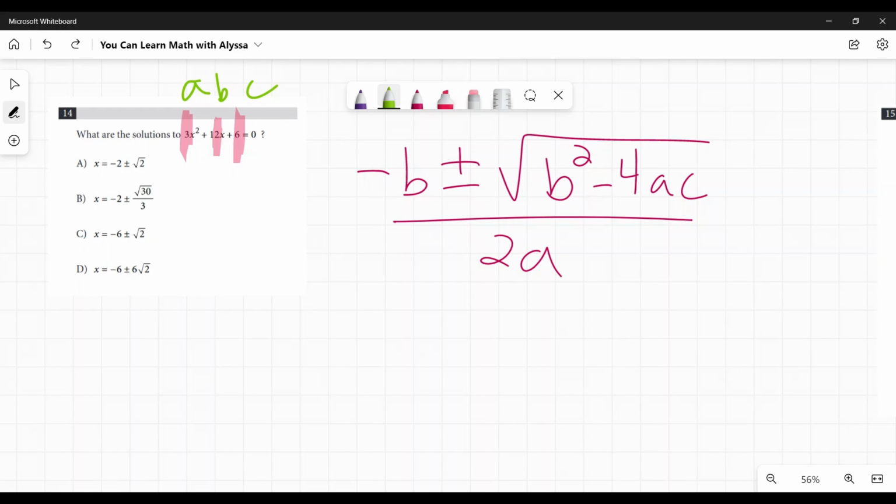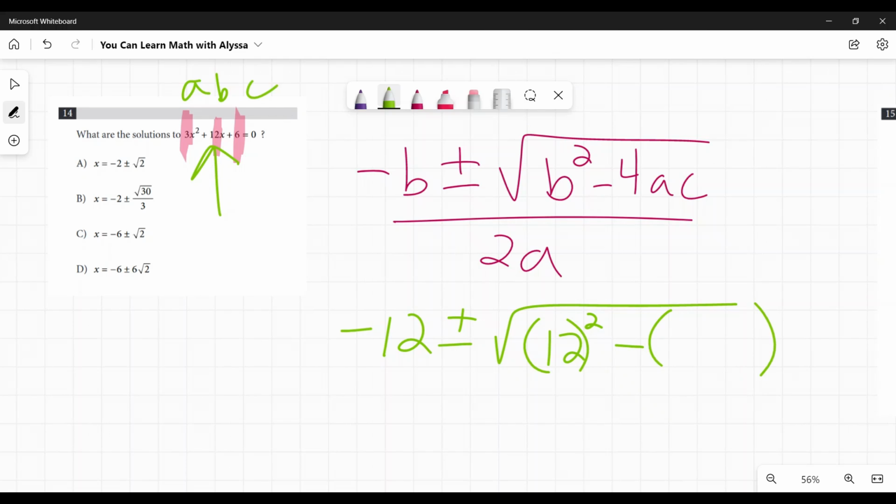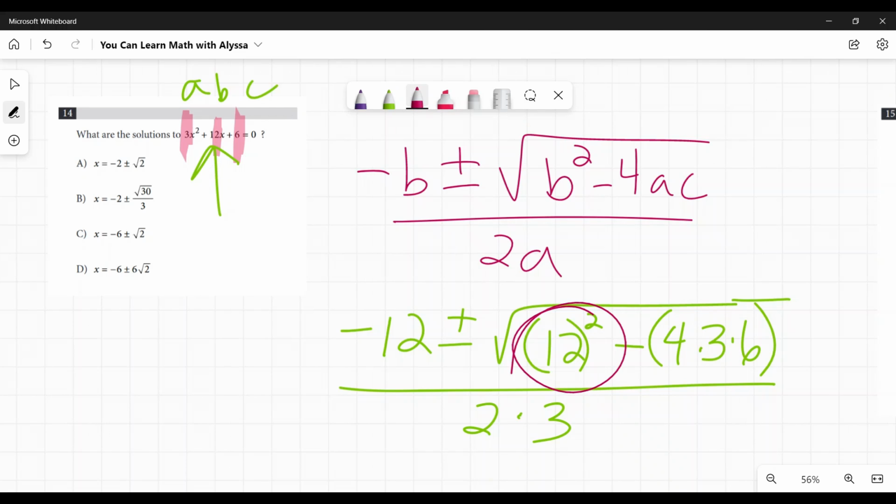Okay, so our b is a positive 12, so we're going to put the opposite of that first, which would be a negative 12, plus or minus. Again, our b is positive 12, so that goes in here, 12 squared, minus 4 times a times c. 4 times our a is 3, and our c is 6. All over 2 times a, again our a is 3. And now this is just about being very careful in your math. So inside here we have 12 squared. 12 squared, or 12 times 12, is 144.